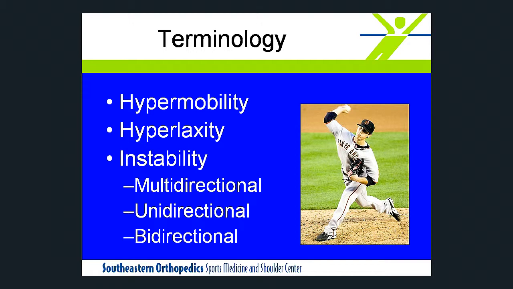As a matter of fact, most overhead athletes who perform at any level need to have this hypermobility and hyperlaxity in order to compete at that level. It's when those structures fail to provide the stability that they're meant to provide, and something causes pain, that the instability becomes a problem. And that can be multidirectional, unidirectional, bidirectional.